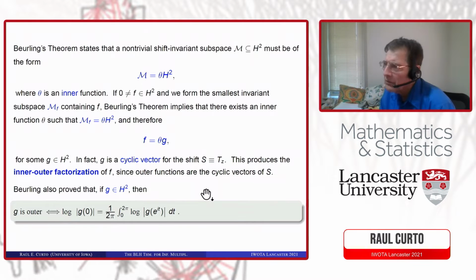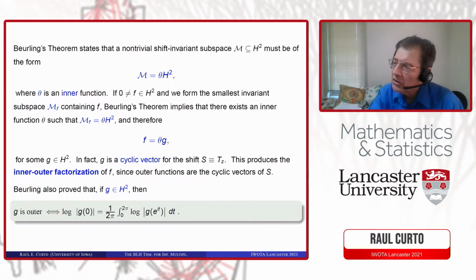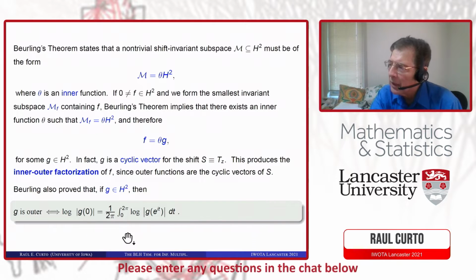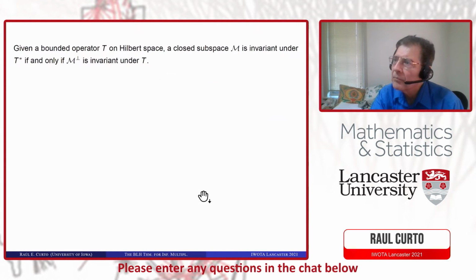Now, Beurling also proved that an H2 function is outer if and only if the log of G has this averaging property over the unit circle. The log of the absolute value of G of zero is 1 over 2 pi and so forth. Okay, so it's kind of a neat characterization of outer.